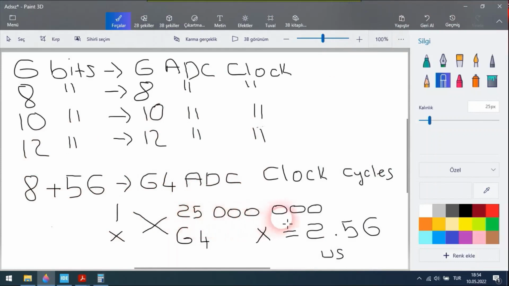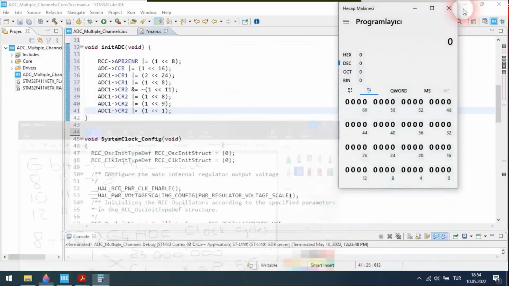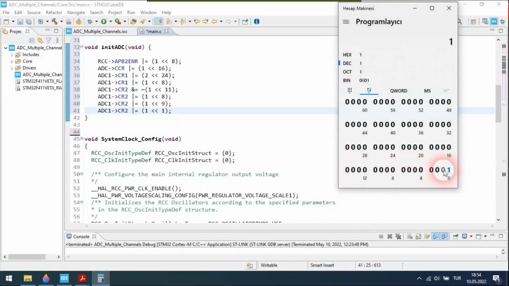In 1 second 25 million ADC clock cycles are performed. How many seconds are needed for 64 ADC clock cycles? Each conversion will last 2.56 microseconds.